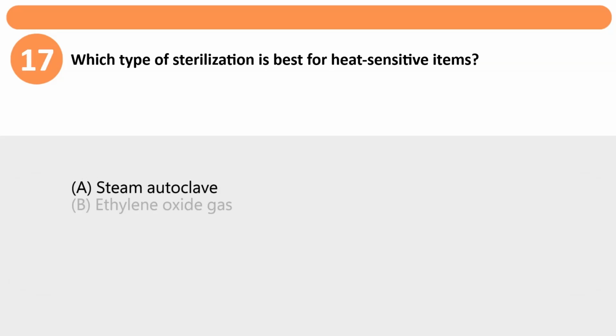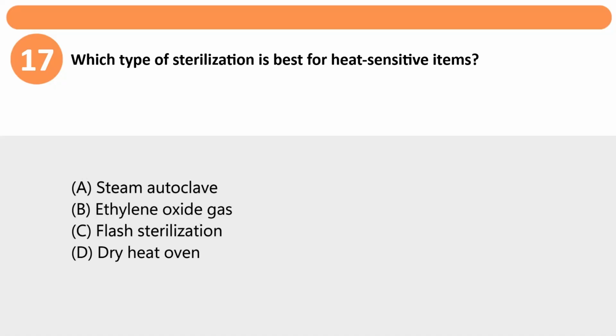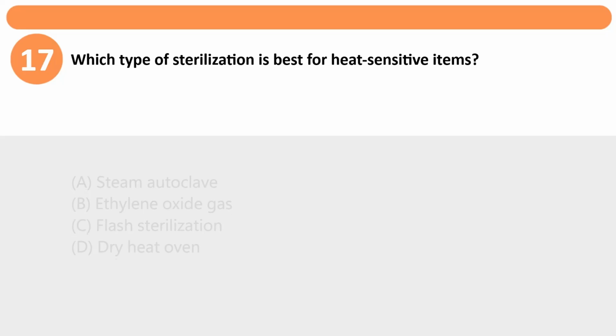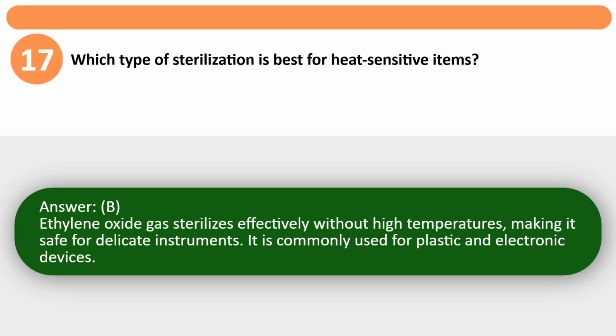Which type of sterilization is best for heat-sensitive items? A. Steam autoclave. B. Ethylene oxide gas. C. Flash sterilization. D. Dry heat oven. Answer, B. Ethylene oxide gas sterilizes effectively without high temperatures, making it safe for delicate instruments. It is commonly used for plastic and electronic devices.